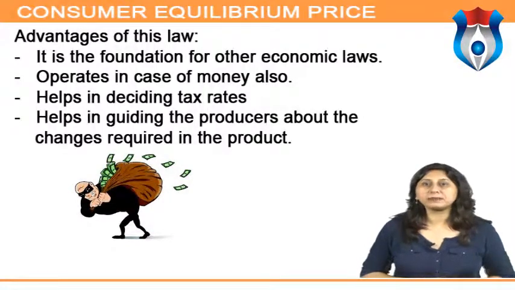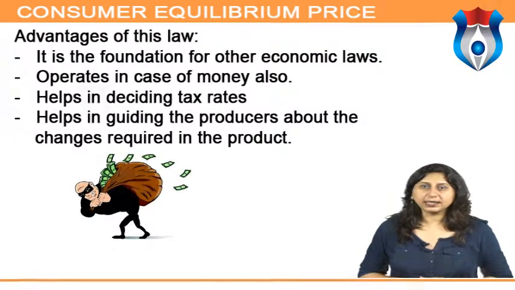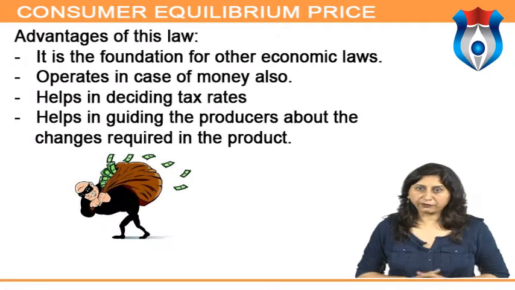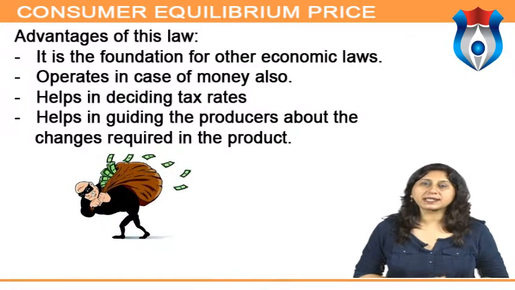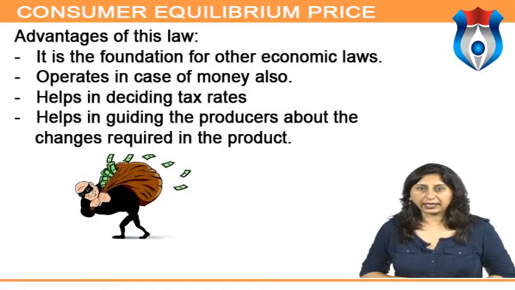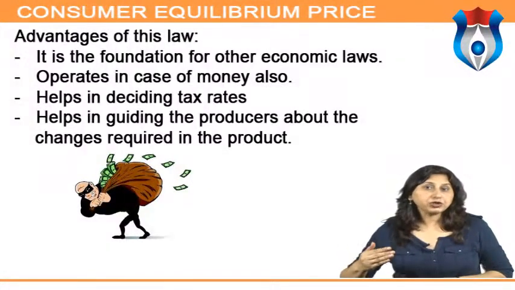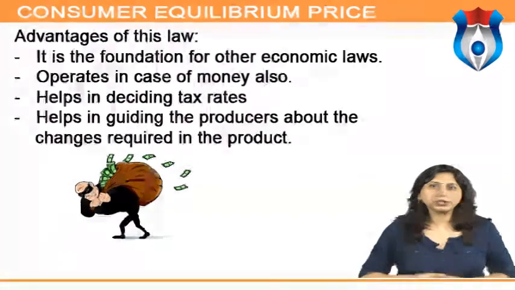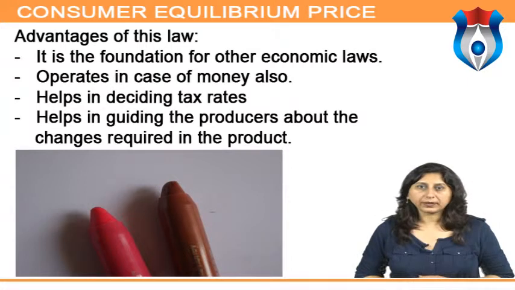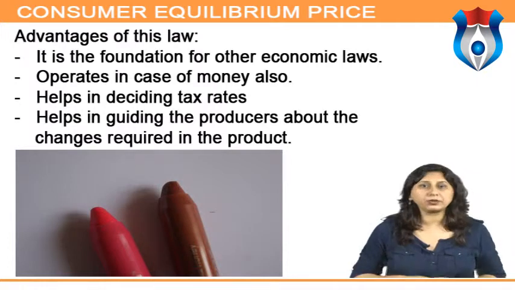Importance of the law of diminishing marginal utility. The law of diminishing marginal utility, DMU, is the foundation for various other economic laws. For example, the law of demand is the result of the operation of the law of DMU. In other words, as more and more units of a commodity are consumed, each of them gives less and less marginal utility. This is due to the operation of the law of DMU. As utility falls, the consumer is therefore willing to pay a lower price only.